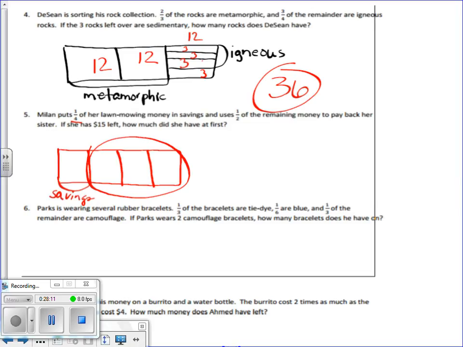So, we know that here, I was trying to figure out exactly how to word it. Because I know that if half of it went to her sister, this is how I was figuring it out. If this is supposed to be 15 and this is supposed to be 15, what's 15 and 15? 30.